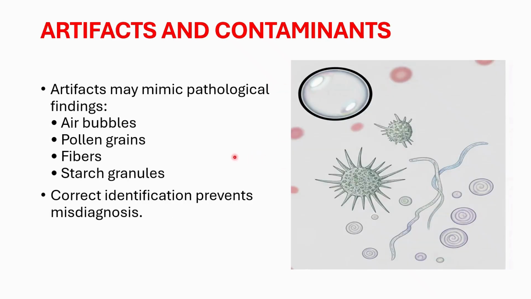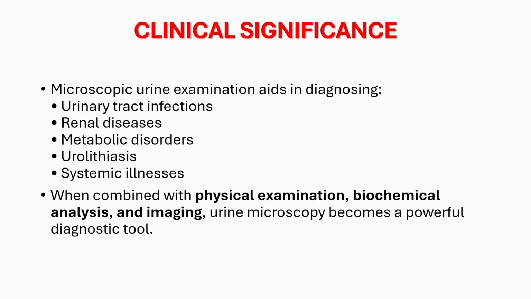Not all structures seen in urine sediments are clinically significant. Artifacts can closely mimic pathological findings and lead to misinterpretation. Common artifacts include air bubbles. Air bubbles will look like this. Also pollen grains, fibers and starch granules. Recognizing these artifacts and distinguishing them from true abnormalities is essential, as accurate identification helps prevent misdiagnosis and unnecessary treatment.